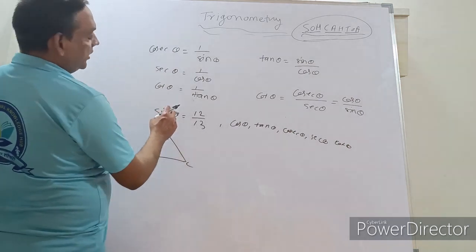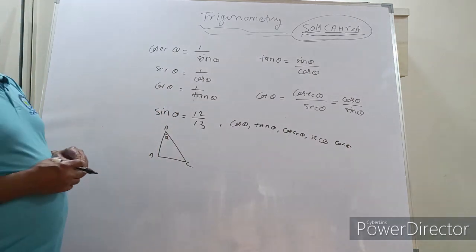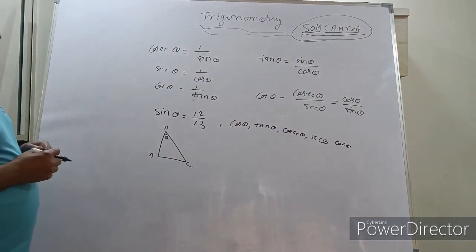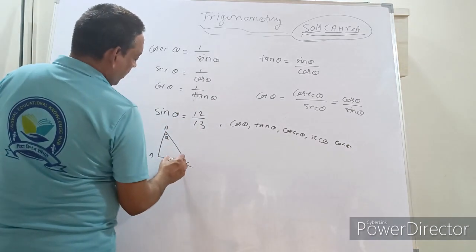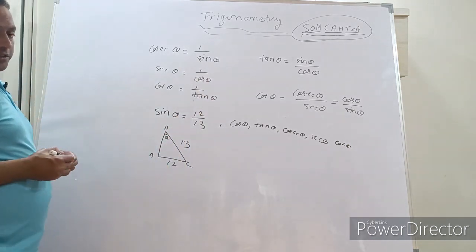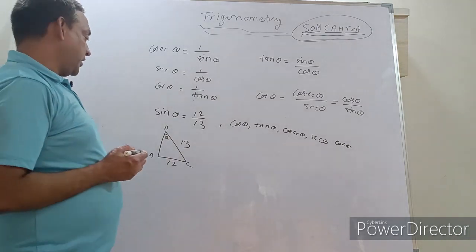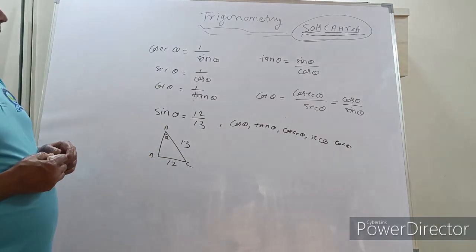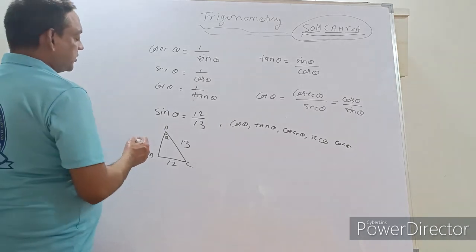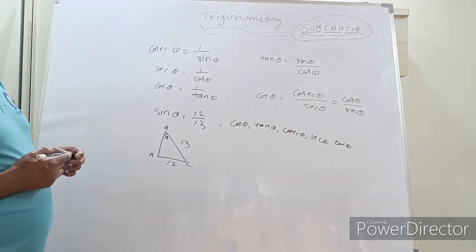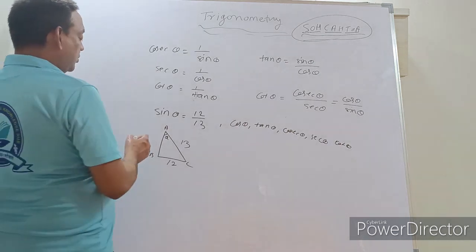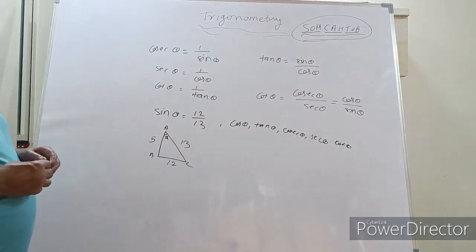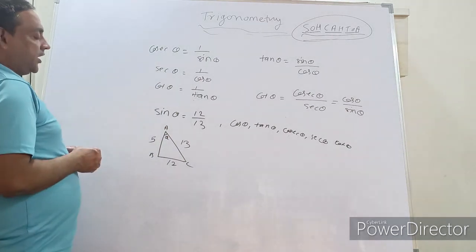Now what is sine? SOHCAHTOA. Sine is opposite over hypotenuse. Opposite is the numerator and the hypotenuse is the denominator, which is 12 upon 13. So 12 is the opposite side and 13 is the hypotenuse. By using the Pythagoras theorem, we'll find the third side. So 13 square is 169 minus 144 is 25. Root 25 is 5. Clear? So the sides will be 5, 12 and 13.